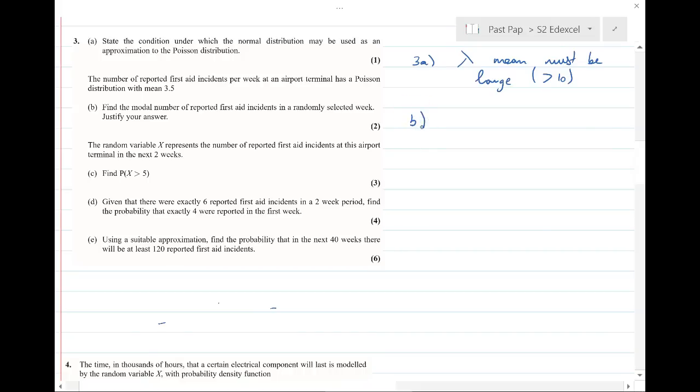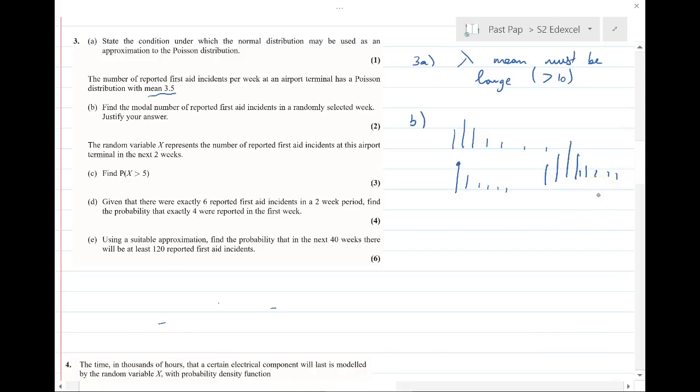Okay, part B. Now we've got some standard stuff. The number of reported first aid incidents per week at an airport has a Poisson distribution with mean 3.5. Find the modal number. Well, I suppose that is a bit unusual. The modal means the most frequent. It's as well to know the shape of the Poisson. It can never go back up again once it starts going down. Basically, it reaches a peak. It might reach a peak right at 0, but once it's reached its peak, it goes down again.